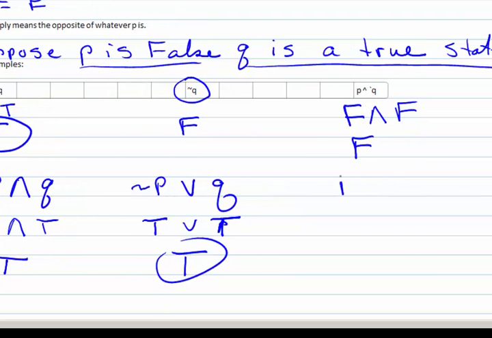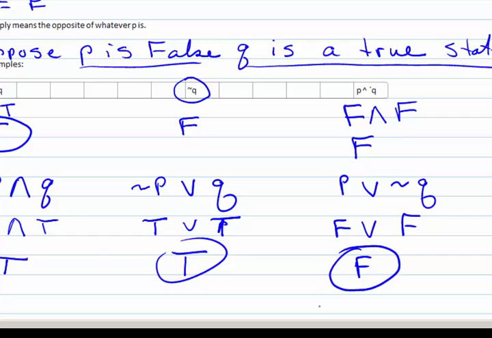How about P or not Q? Well, P is false, so that would be a false statement. And Q is originally a true statement, so not Q would be false. So we would have false or false. And the only time an or statement is false is if both pieces are false, so that would be a false statement.